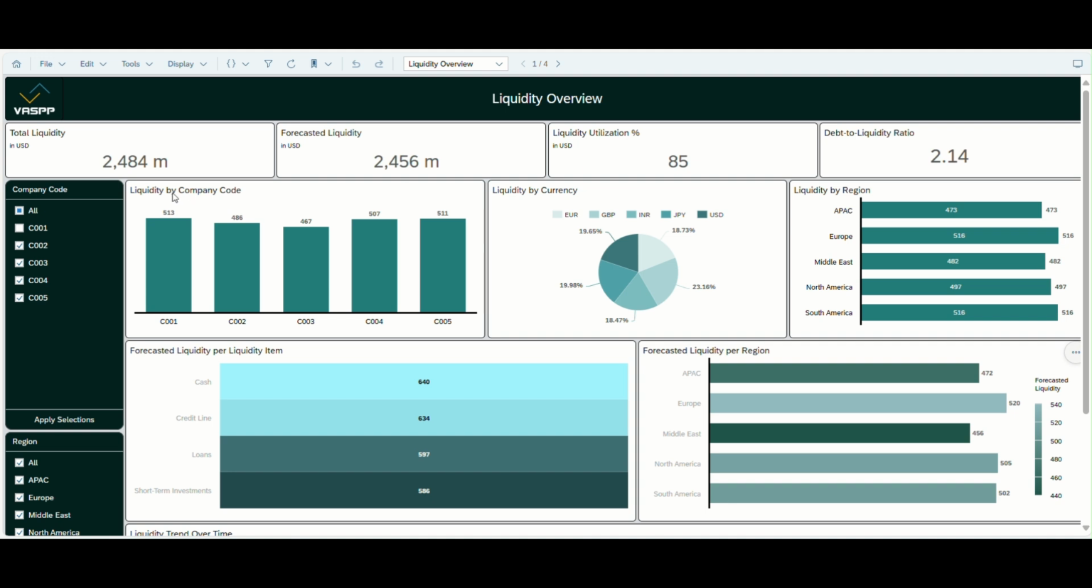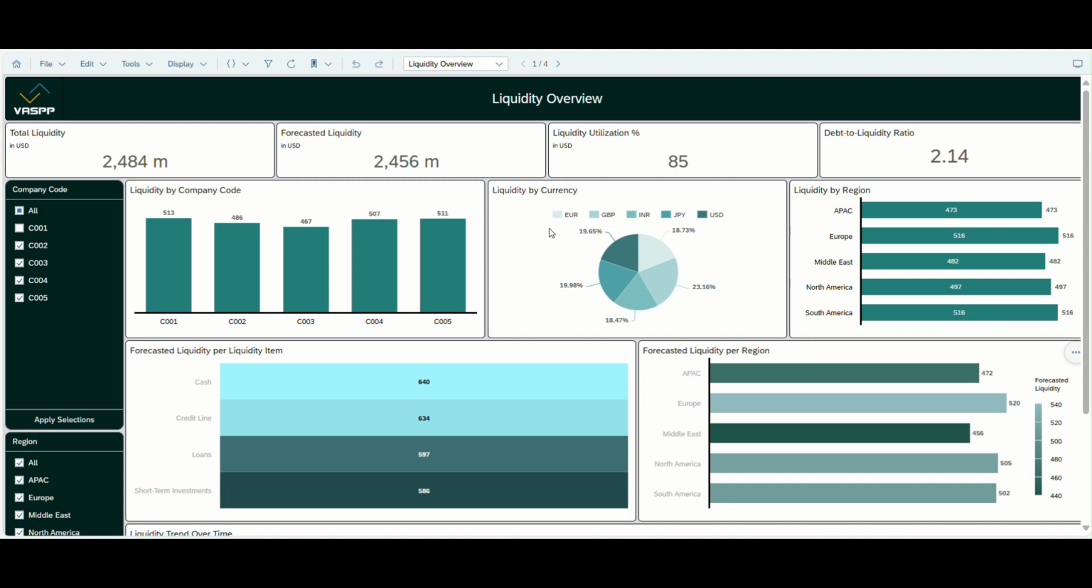Now let's break it down. The liquidity by company code chart reveals where your cash is concentrated. Are some entities holding too much or too little? This granular insight helps treasury managers optimize cash flows internally. The liquidity by currency section highlights your exposure to major currencies: USD, Euro, INR, JPY, crucial for managing foreign exchange risks and seizing hedging opportunities.